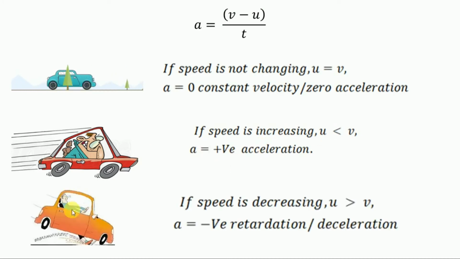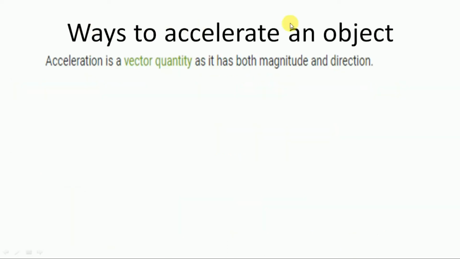And if the speed is decreasing, that means the initial speed is more and the final speed is less, so v will be less and u will be more, so the numerator is negative. You will get a negative value for the acceleration, and that negative acceleration we call retardation or deceleration. There are several ways to accelerate an object. Acceleration does not mean only an increase of speed, it can be a decrease of speed as well.